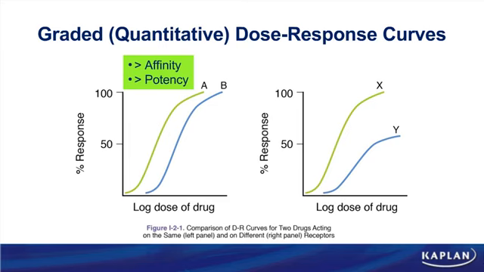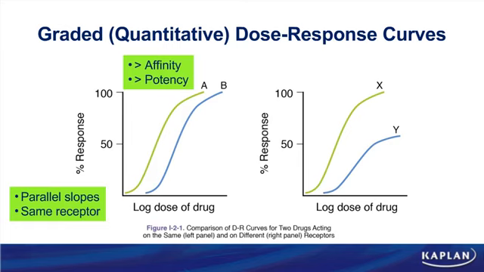Since the slopes for A and B are parallel, what that means is those two drugs work on the same receptor. If and only if the drugs work on the same receptor, can you compare affinity. So the slopes have to be parallel. What do you say? You say since A is shifted closer to the y-axis, drug A has greater affinity for its receptor compared to drug B.